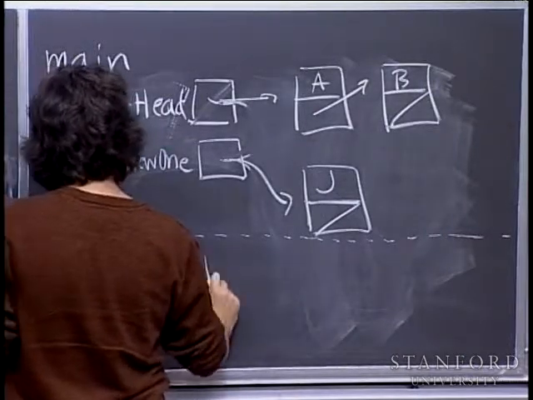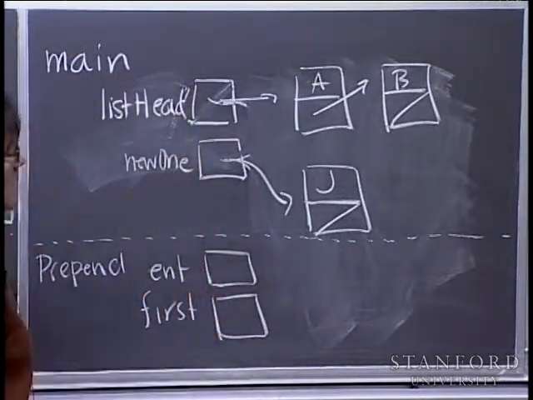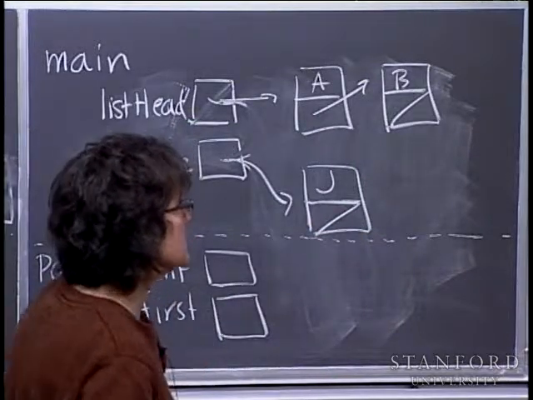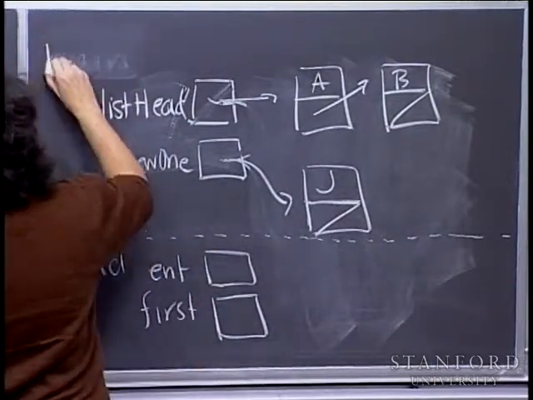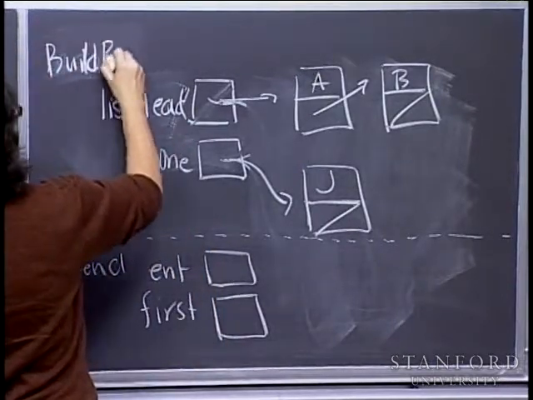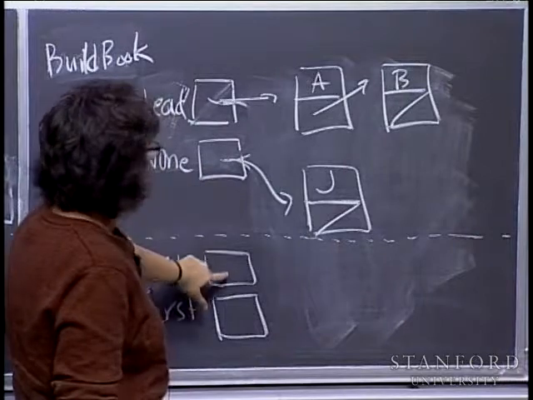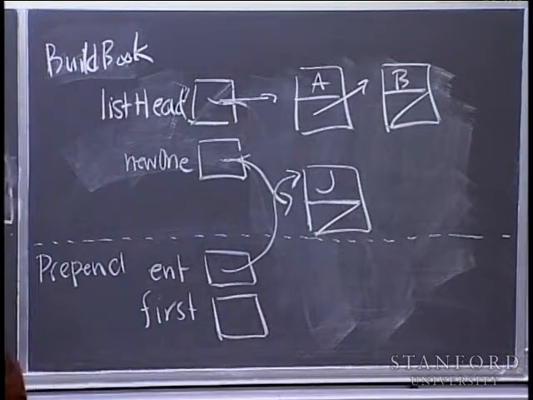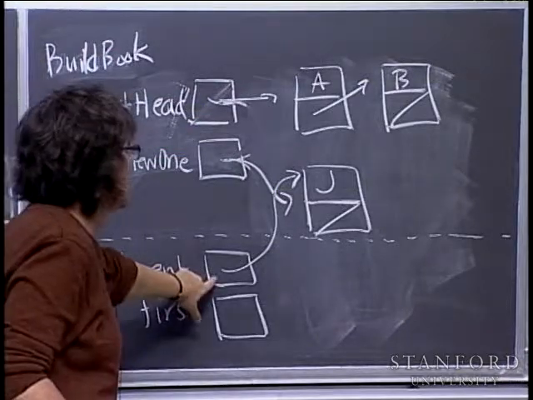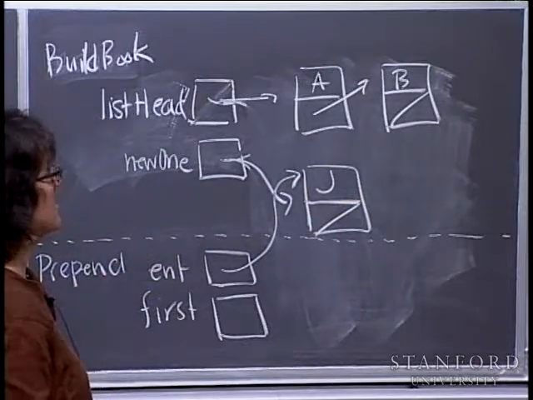And prepend has two pointer variables, ent and first, that were copied from the variables new one and list head that came out of the build address book. Actually, it's not called main here. Let me call this build book. Okay. So I pass the value of new one as ent. So what we get is a pointer to the same cell, a copy. And so in this case, we copied the pointer, so whatever address was being held there is actually copied into here as this parameter. Similarly, list head is copied into the second parameter, which is the pointer to the first cell.